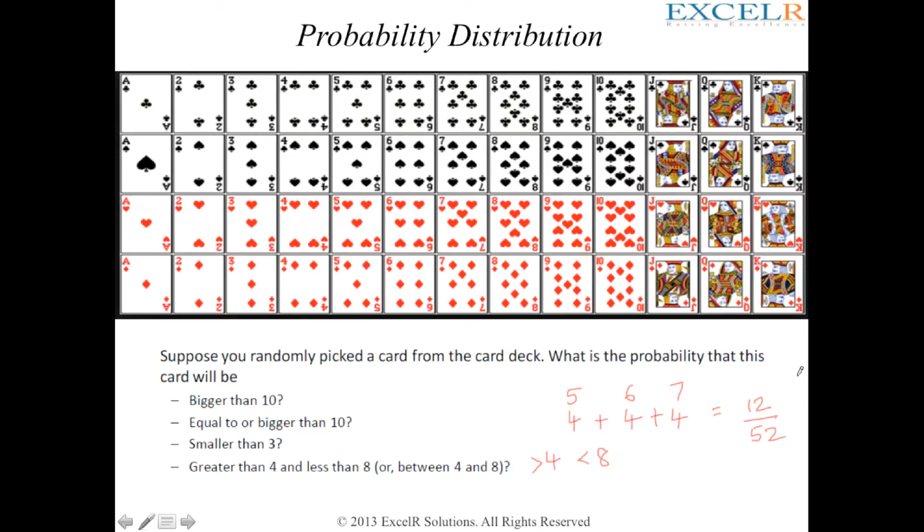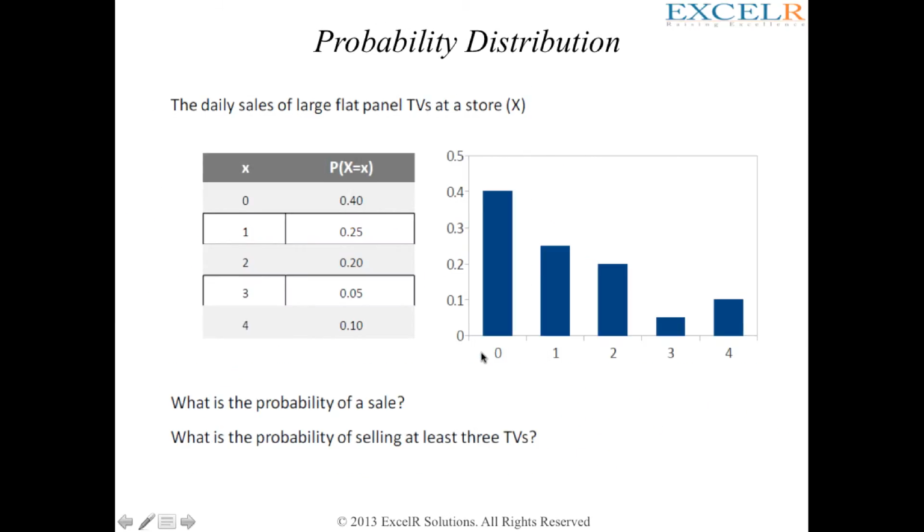All right. Now let us spend some more time and try to understand this probability distribution. So look at this table. The daily sales of large flat panel televisions at a store X is provided. Probability of selling 0 television sets on any given day is 0.4 or 40%. Probability of selling 1 television set is equal to 0.25. Probability of selling 2 television sets is 0.2. Probability of selling 3 television sets is 0.05, and probability of selling 4 television sets is 0.1.